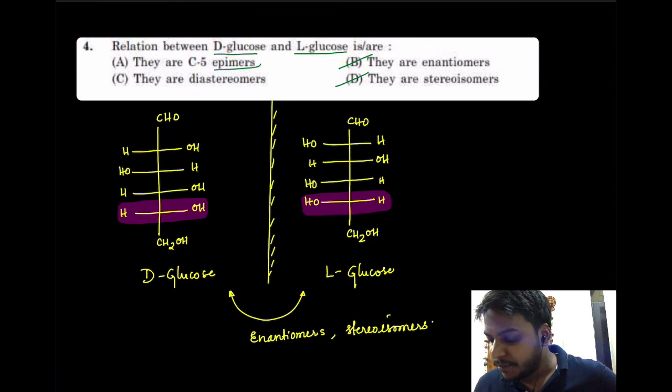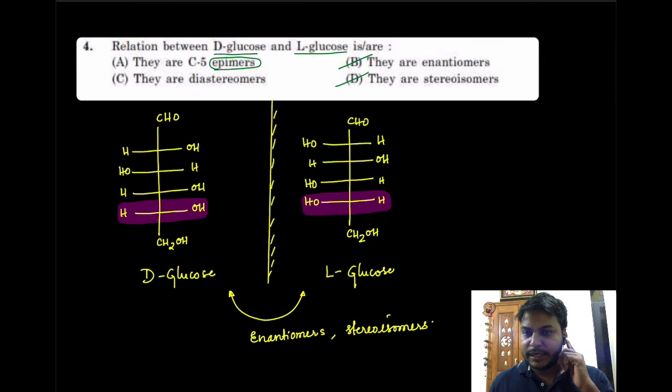Epimers, the word epimer means it is the change in configuration only at one carbon. So it is a diastereomer where the absolute configuration is changed only at one particular carbon. So I hope that point is clear here, right?